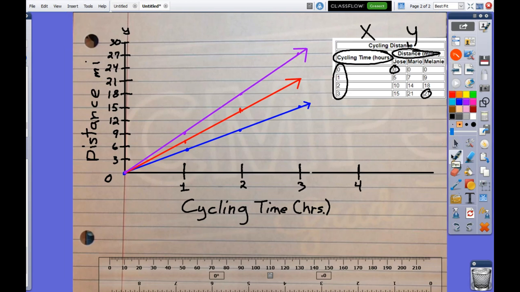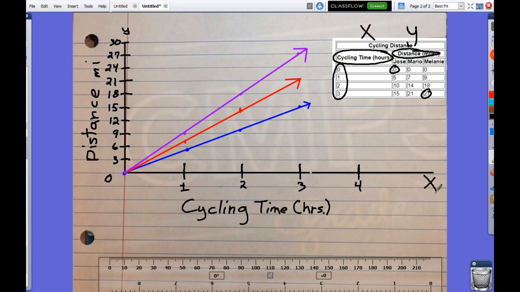Okay, so this is our x-axis. That's the only thing I'm missing. And then we would have a title. So this would be cycling distances.